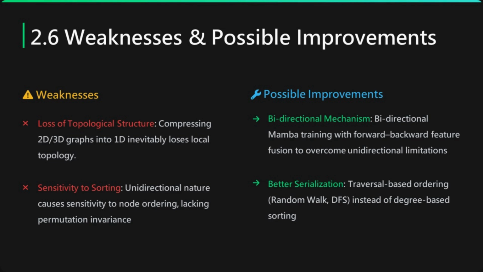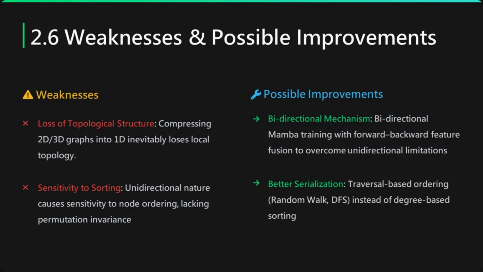Flattening a graph into a sequence comes with trade-offs. First, we lose some topological structure when compressing 2D or 3D graphs into 1D. Second, Mamba is unidirectional, so its performance is highly sensitive to how nodes are sorted. For future improvements, we could consider a bidirectional Mamba, similar to BiLSTM, or use traversal-based orderings like random walks instead of simple degree sorting.